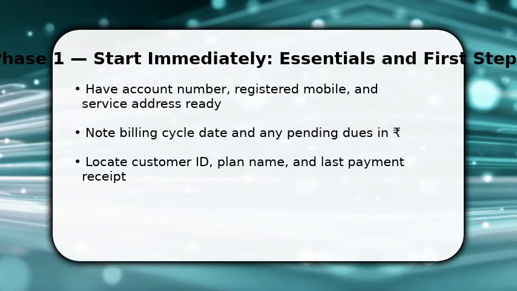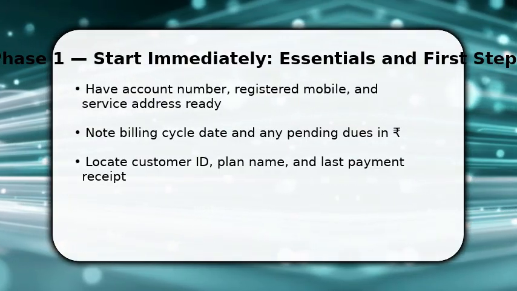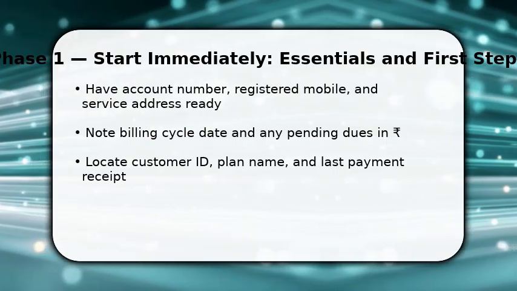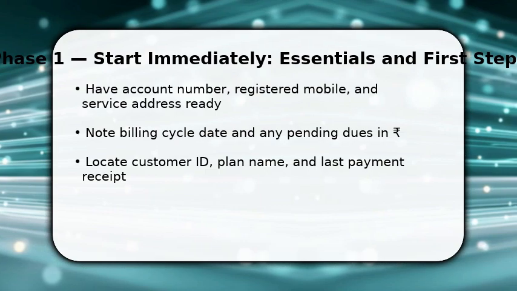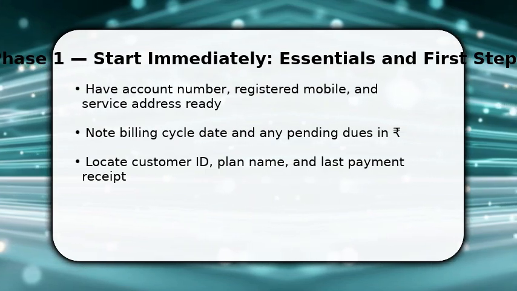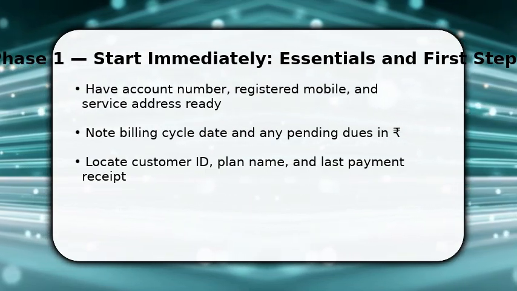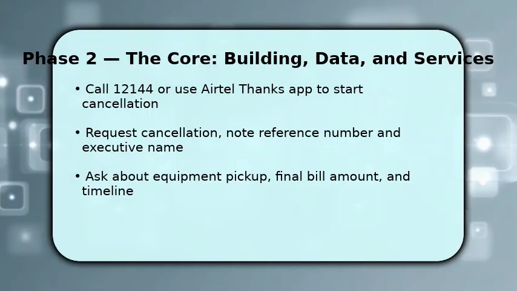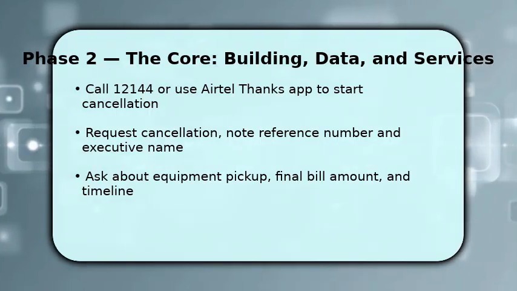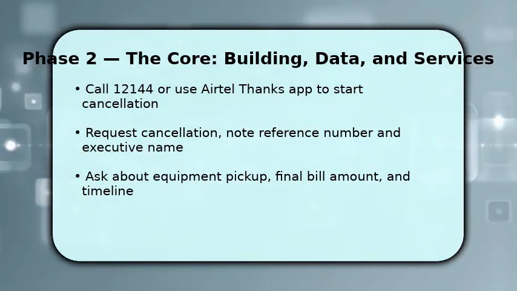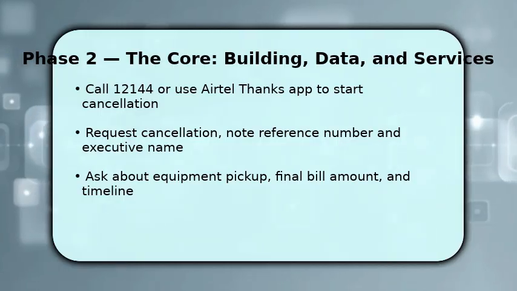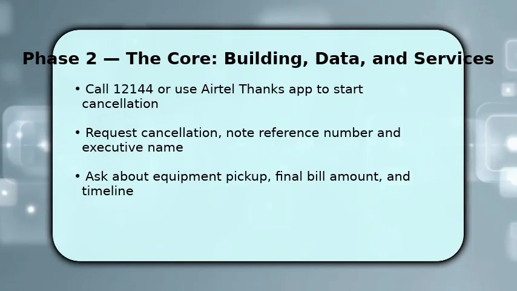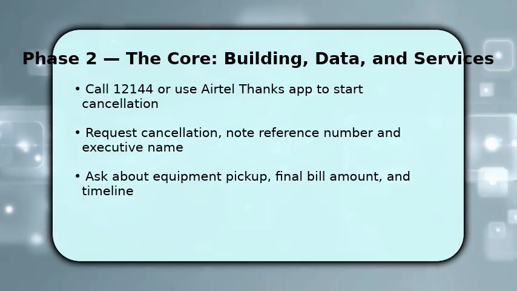Now you're ready to contact Airtel support via phone or the app to initiate cancellation. Don't pause. Initiate immediately. You call 12,144 or open the Airtel Thanks app and choose broadband support. That action triggers the official cancellation workflow. Tell the agent you want to cancel, provide the details you prepared, and insist on a cancellation reference number. Write it down along with the executive's name.